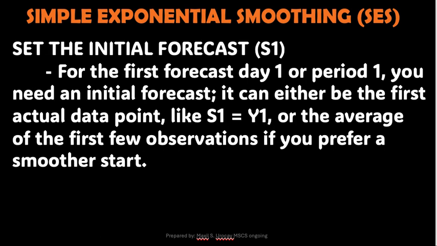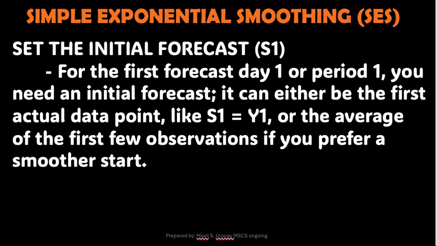Next, setting the initial forecast, or S1. This is for the first forecast, day one or period one. We're just initializing, so you need an initial forecast. It can either be the first actual data point, like S1 equals Y1, or the average of the first few observations if you prefer. Basically, what we will use is Y1, S1 equals Y1, so that it will be basic for us to identify.